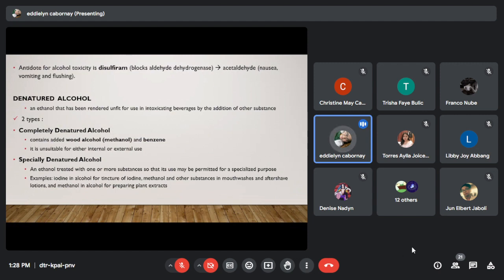Okay, so we have denatured alcohol. So denatured alcohol is an ethanol that has been rendered unfit for use in intoxicating beverages by the addition of other substances. Denatured alcohol has two types.